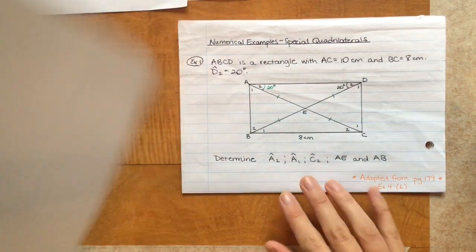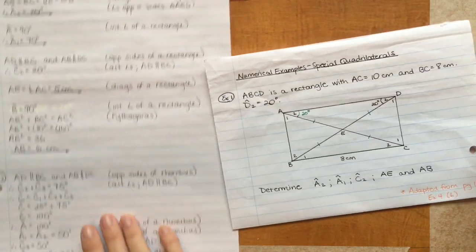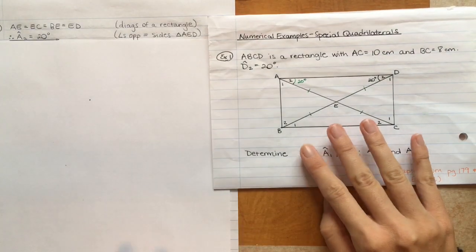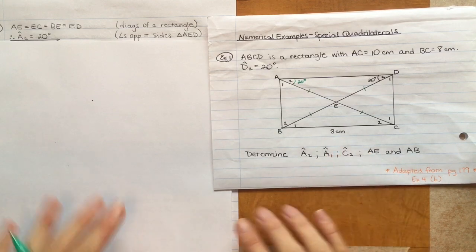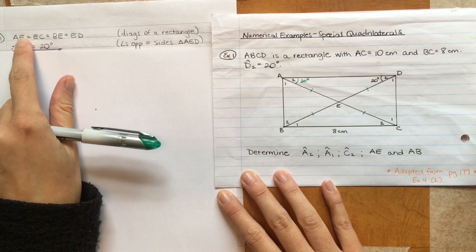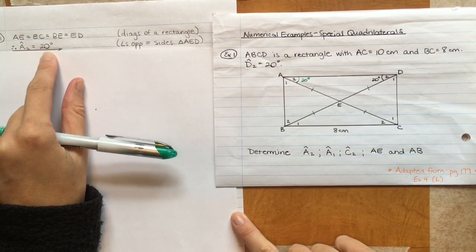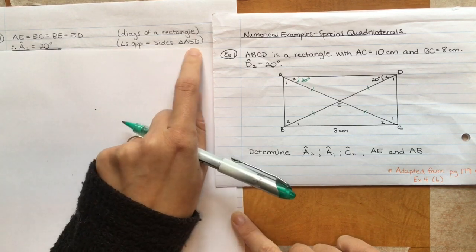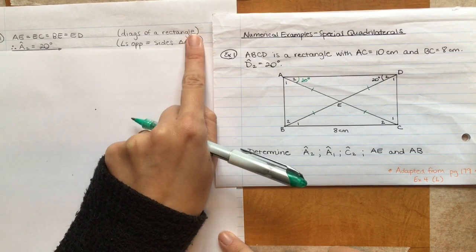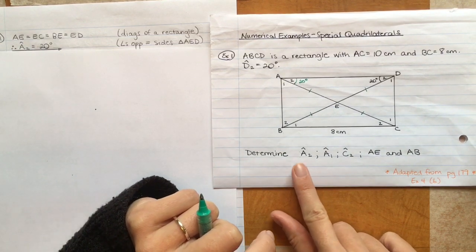Right, so let's see how we write that down. All right, so I've got AE equals EC equals BE equals ED. That's what we showed on the diagram. Therefore, A2 is 20 degrees. Angles opposite equal sides. And I just wrote triangle AED to be very clear which triangle we're talking about. But if you left that out, that would be okay. Right, so that's A2 done and dusted.